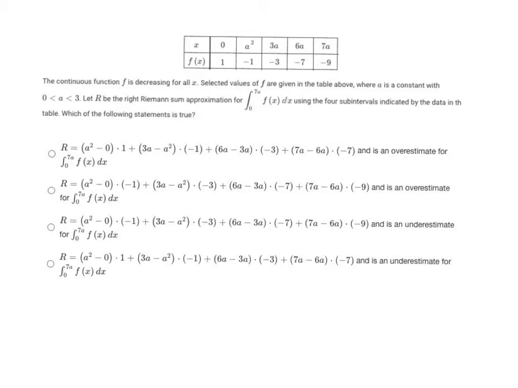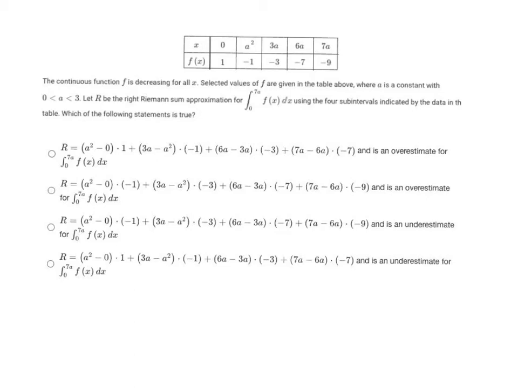Here, they don't have to be equal, but I know that each chunk's width is going to be defined just by how far apart are these two x values, how far apart are these two, and how far apart are these two. And so we can see in each of our expressions, a squared minus 0, that's the first width, 3a minus a squared, that's the second width, 6a minus 3a, that's the third width, and 7a minus 6a, that's the fourth width. And they all have that same piece. So that's the first thing I want to think about, but unfortunately it didn't help me this time because they all did it correctly.